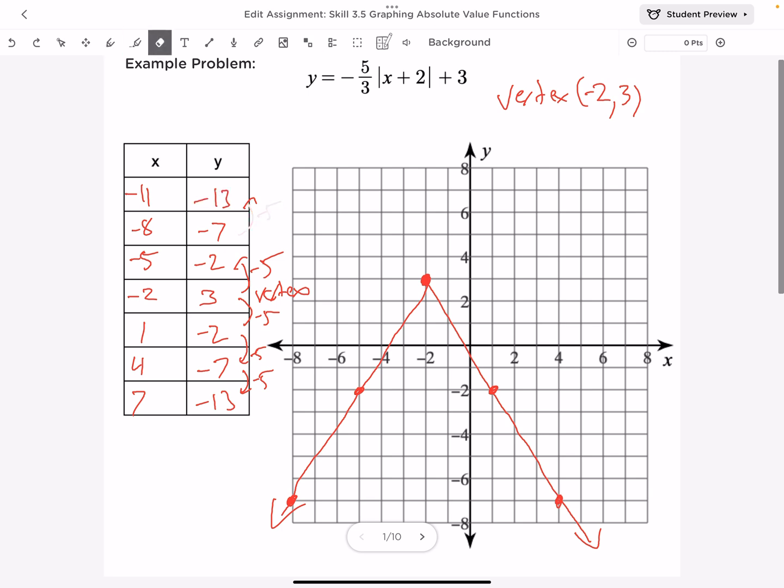Another pattern you should see, if your vertex is truly in the middle: I accidentally erased my vertex, but it's all right. Write it back in. Vertex. If your vertex is truly in the middle, we'll switch up colors, you should see the y's on either side are the same, like -7, -7, -2, -2, -13, -13. And that's it. I'm done.